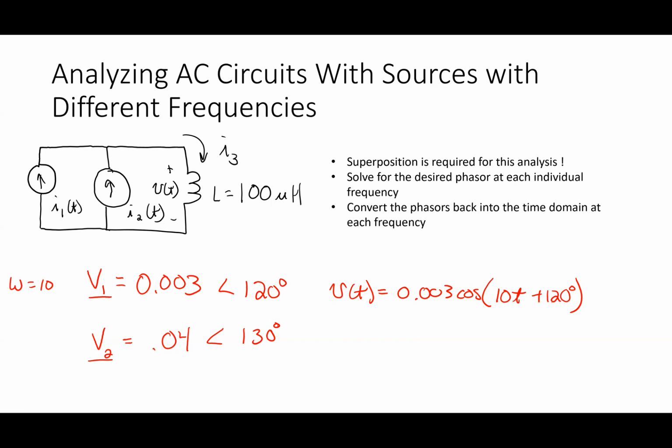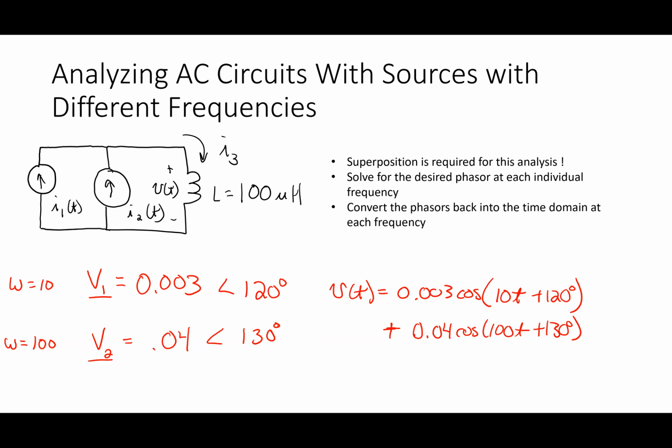Now this result gets added to whatever I get from the other term. This guy had a frequency of omega equal to 100. A lab would help you to see this better, probably, if we did this with a lab. What would I put for the other one? If the frequency is 100, yeah, so 0.04 cosine 100t plus 130.